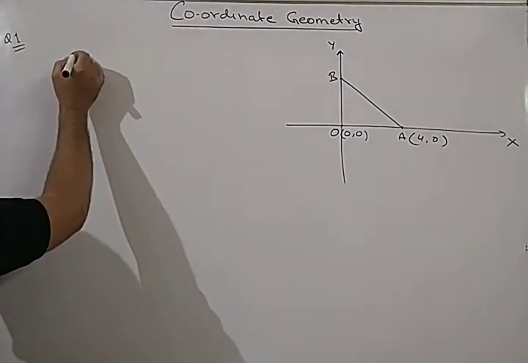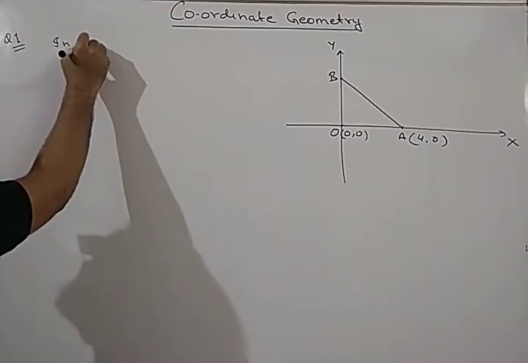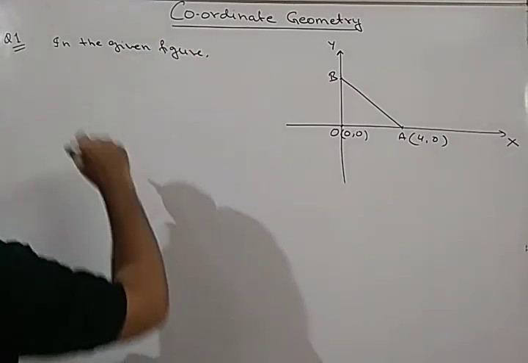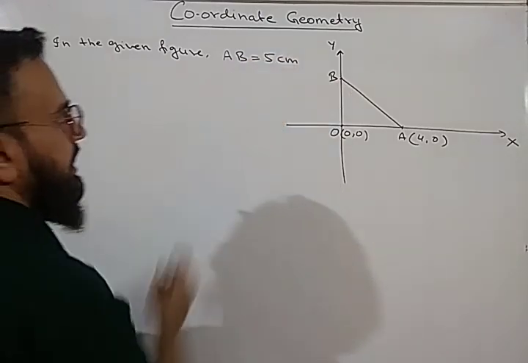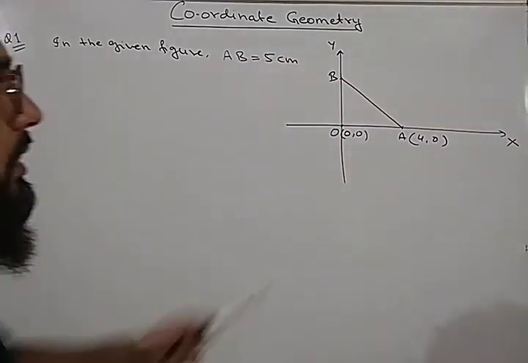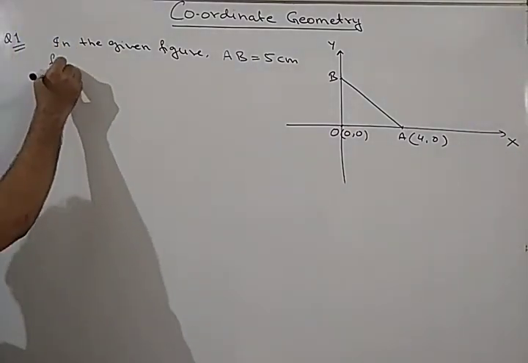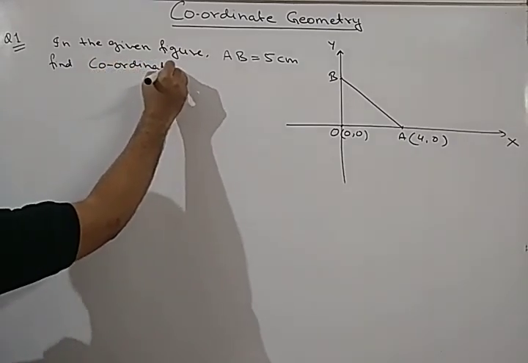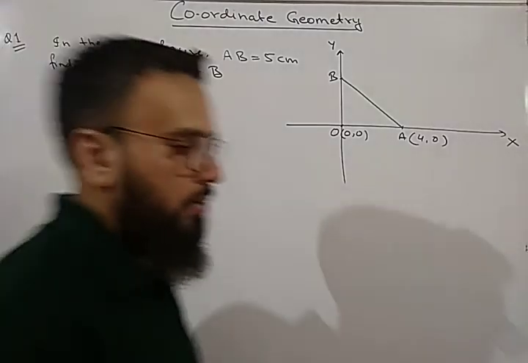note down the question. In the given figure, the length of AB is equal to 5 centimeter. Then find the coordinate of point B. Okay, so this is our question.